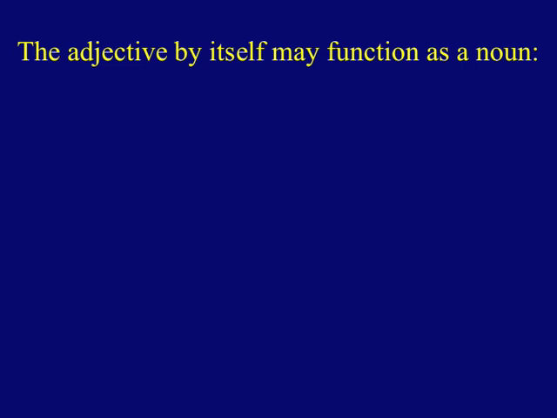As in English, the adjective itself may function as a noun, especially when simply talking about people. So we don't necessarily have to say the good people. We can just say the good. Or the bad people, we can just say the bad. The ugly people, we can say the ugly. Robin Hood stole from the rich people and gave to the poor people. But we just say that Robin Hood stole from the rich and gave to the poor.